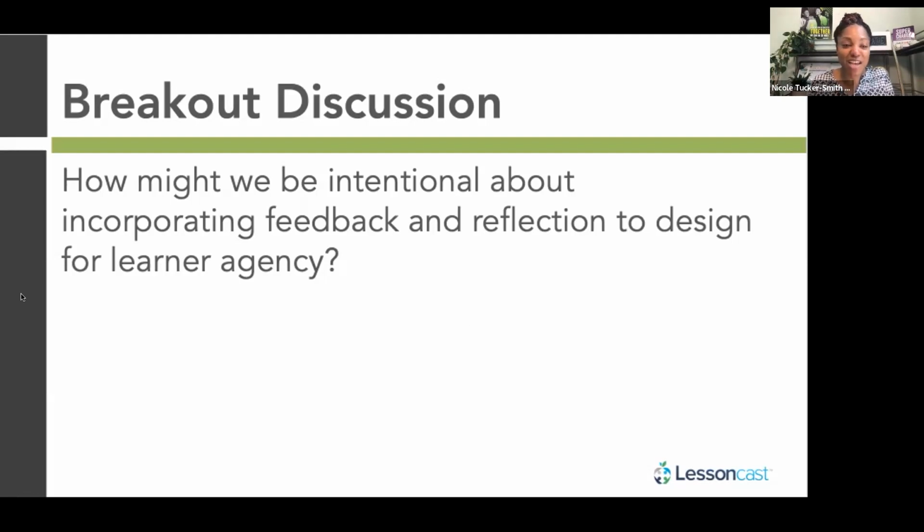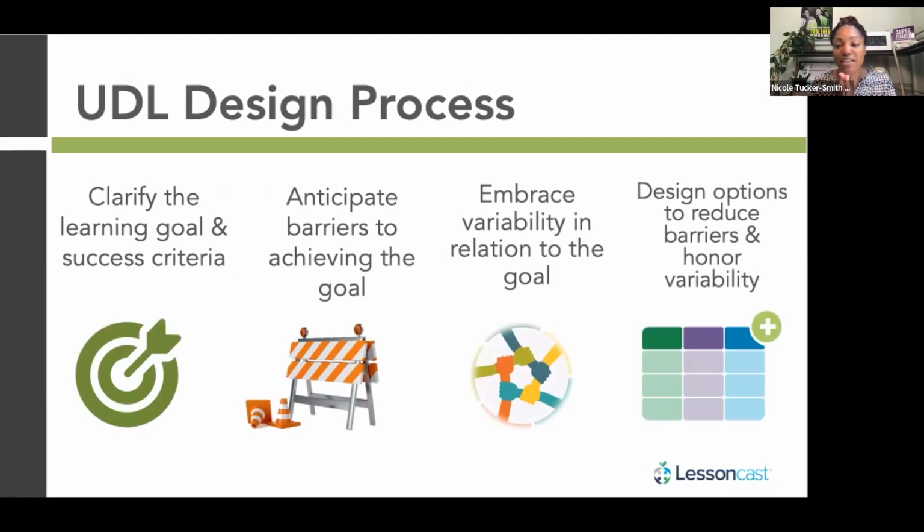So in the interest of time, I want to share with you one last thing, because remember, one of the key takeaways is that you'll be able to identify the steps of the UDL design process. Okay, it starts by clarifying the goal, the learning goal and success criteria. Anticipate barriers to achieving that goal. Embrace variability in relation to that goal, and then take that information to design options that will reduce barriers and honor variability.